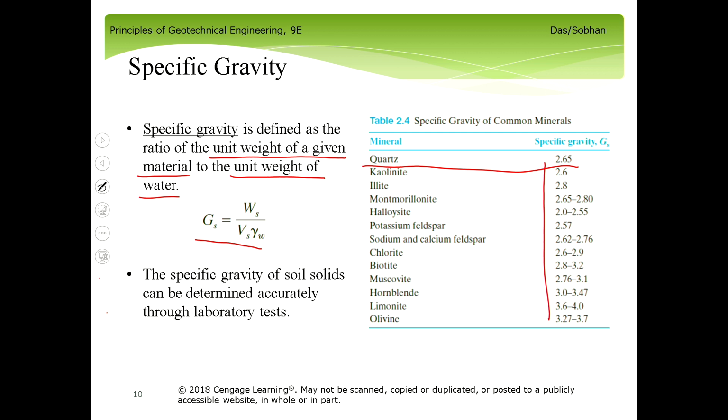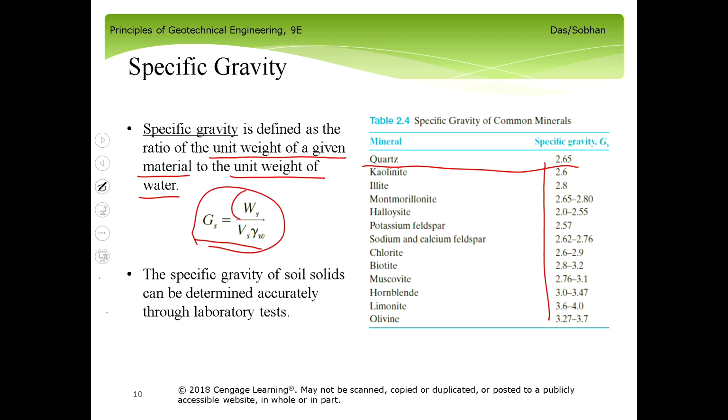So when we say, let's say, illite is 2.8, when it says the specific gravity of illite is 2.8, then you need to understand that for the same volume of illite and water, the weight of illite is 2.8 times the weight of water. Understand? This is the specific gravity definition. Right? So in here, we use this.